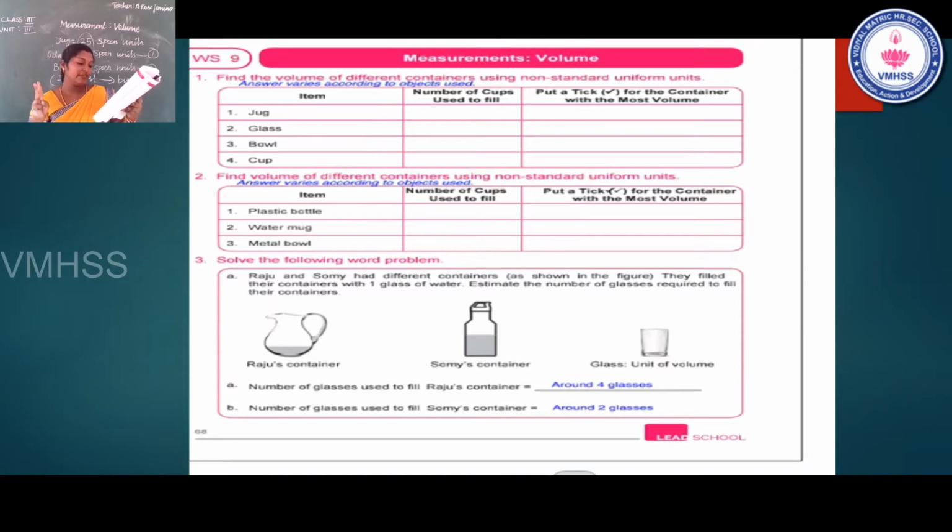There are different types of containers. The first one is a jug. The second one is a flask. Raju and Saumi had different containers. They filled their containers with one glass of water. Estimate the number of glasses required to fill their containers.